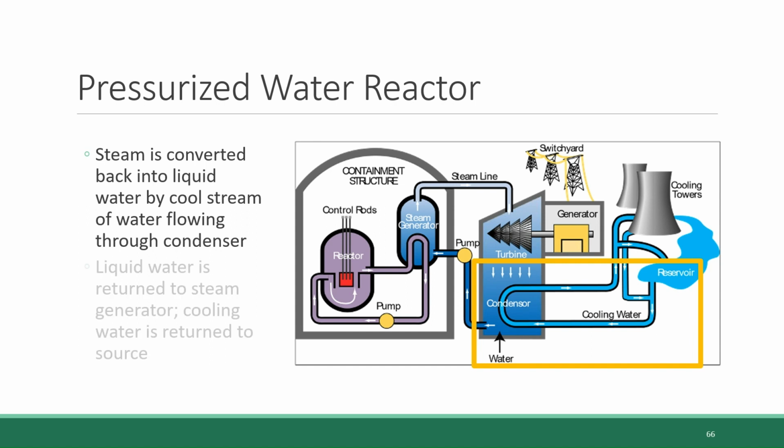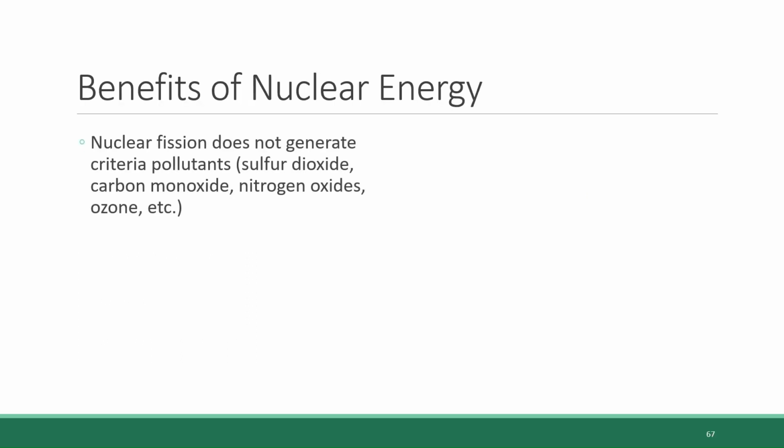So that's how a nuclear power plant generates energy. The last thing we need to talk about in this section is the benefits and drawbacks of nuclear energy. One major benefit is the fact that, unlike combustion, nuclear fission does not generate the criteria pollutants that are associated with fossil fuels, such as sulfur dioxide, carbon monoxide, nitrogen oxides, and ozone. Nuclear fission also does not emit carbon dioxide and therefore doesn't contribute to the enhancement of the greenhouse effect in the same way.